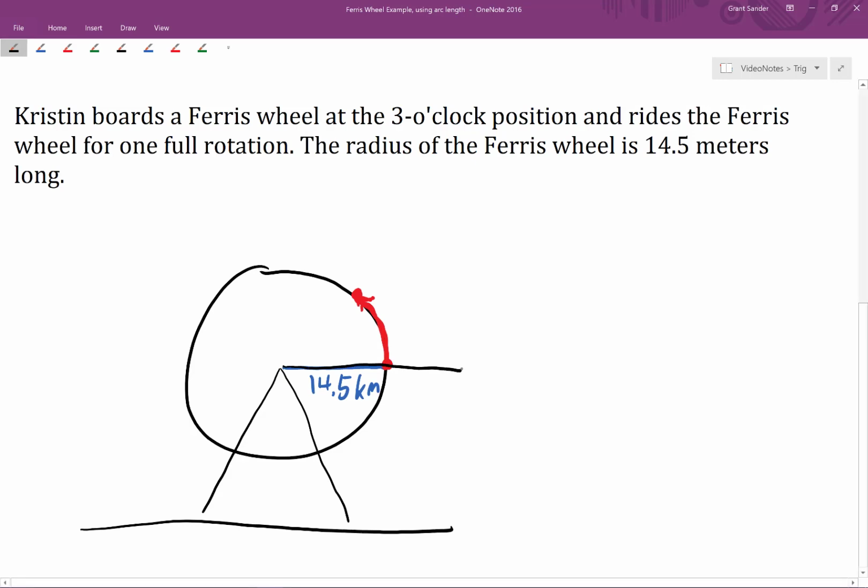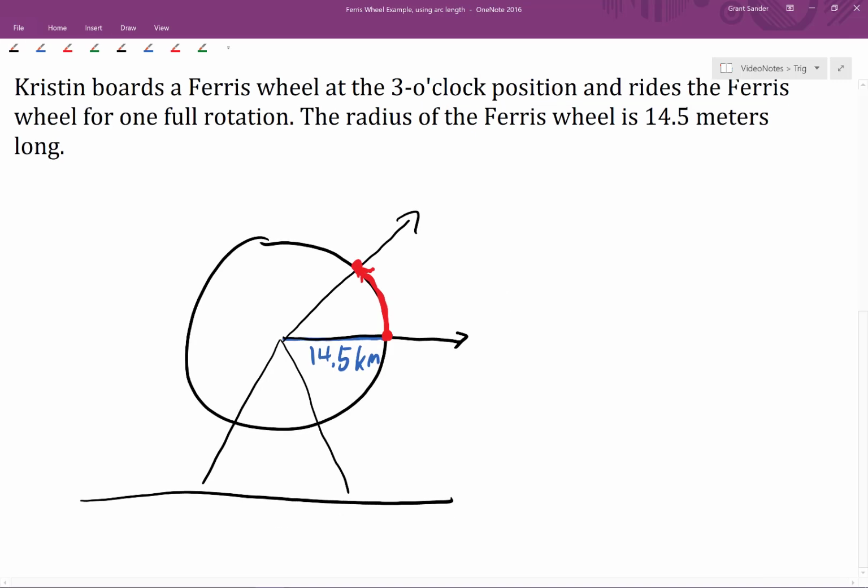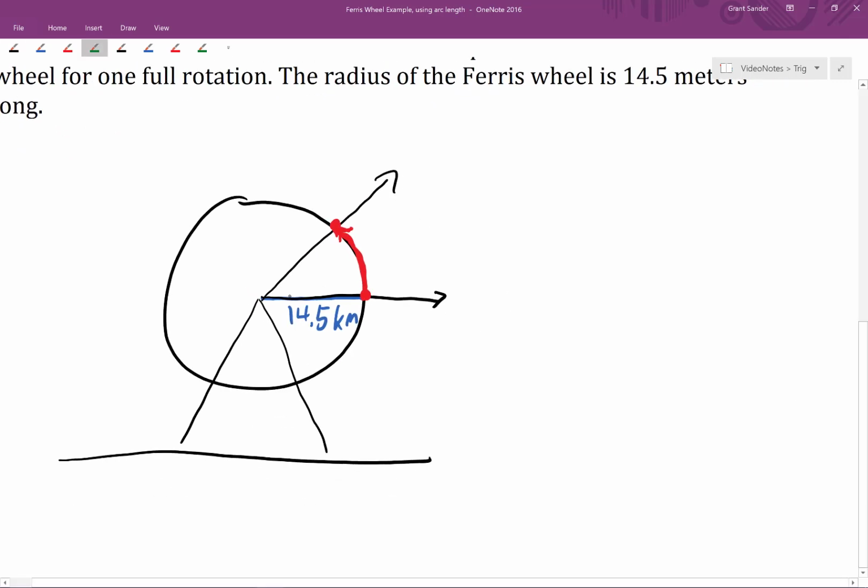So we'll draw this angle whose vertex is at the center of the Ferris wheel and whose rays subtend this path that Kristen travels. So let's just say that this variable theta represents the number of radians that angle has swept out since the Ferris wheel started rotating.